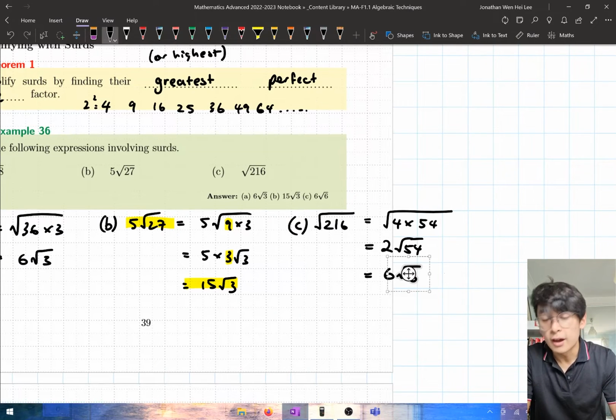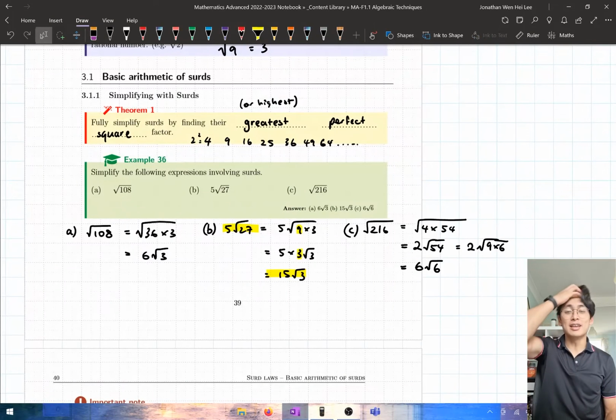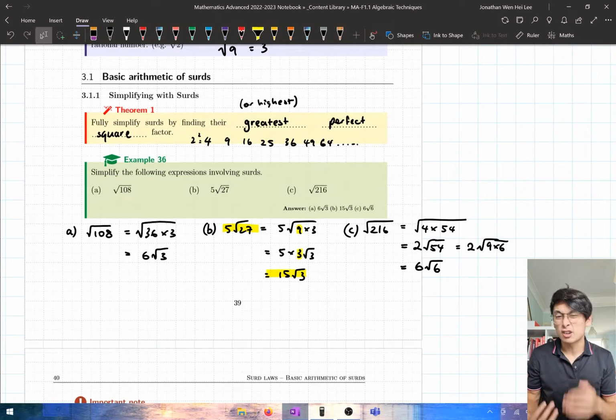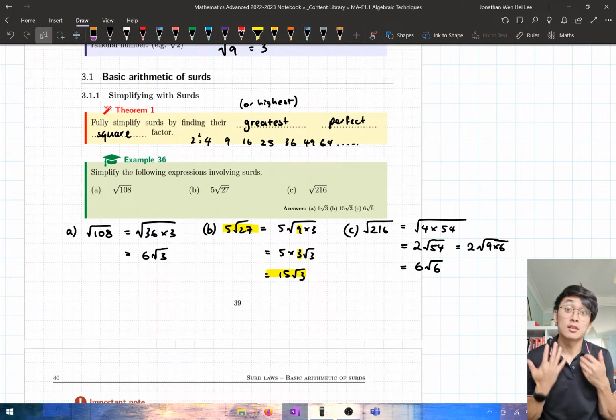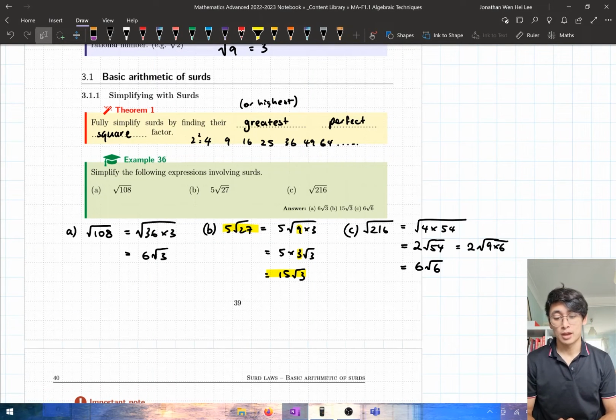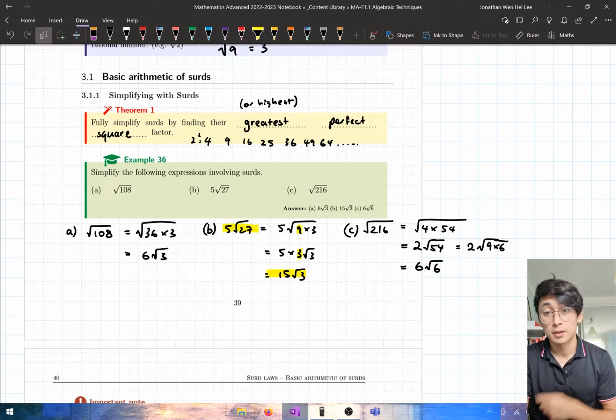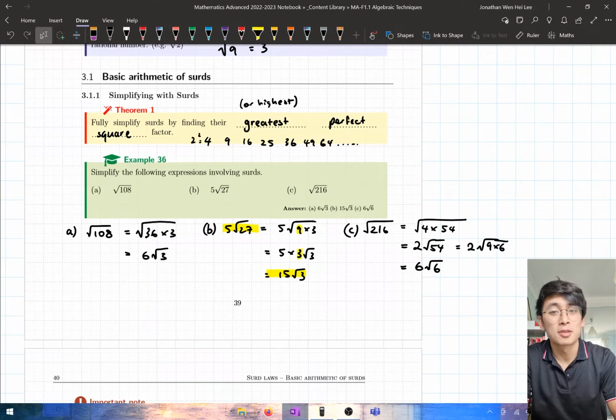So when we're simplifying surds, what we want to do is find the greatest perfect square factor. Find the biggest number which is a factor of the number inside our surd and is also a perfect square. We can take it out, take the square root, and then move it out to the front. So that's how we can simplify surds. Okay, so that's the first bit of our arithmetic with surds that we need to have a look at.